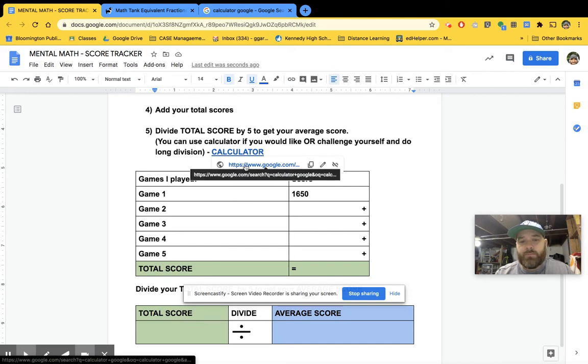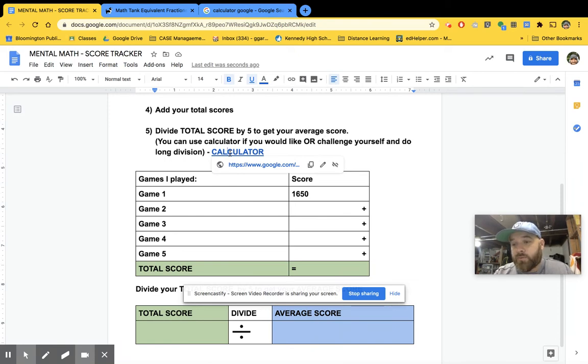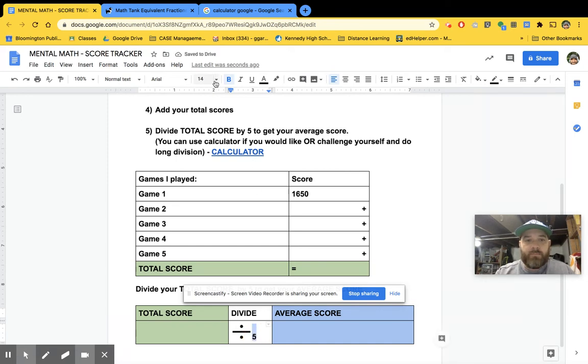And what you're going to do is you can use a calculator if you'd like. Those of you that want to work on long division, you can work on long division on a piece of paper, and you're going to add up all your scores. So 5 scores, and down here you're going to divide the total score by 5. Let's make that a little bit bigger. A little bit bigger yet. And then you're going to get what's called your average score.